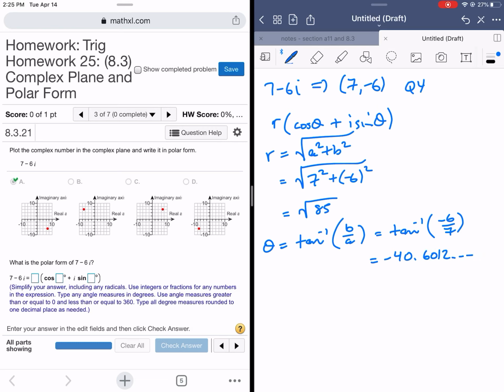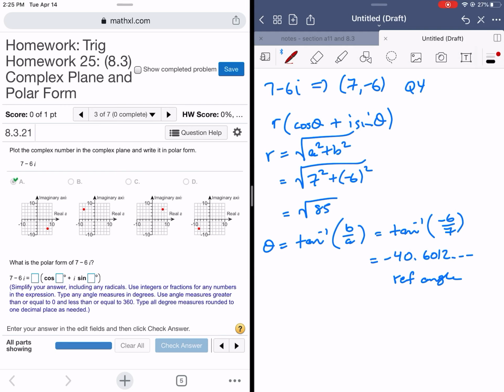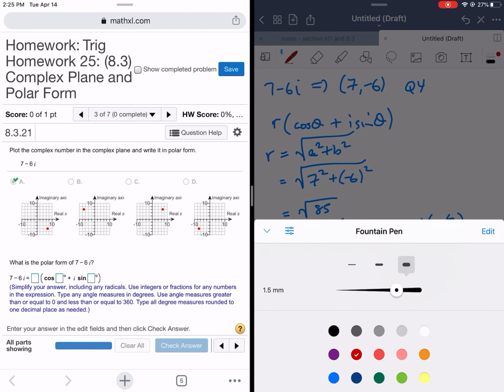So when I type this into my calculator, what I end up getting is negative 40.6012, etc. Now, what you need to realize is that this is the reference angle. It is not the answer. This is not what you're going to type in as your answer to part 2 of this question. This is the reference angle, and furthermore, remember that reference angles must always be positive. And so really we're going to regard this as positive 40.6012 whenever we go to find our answer.